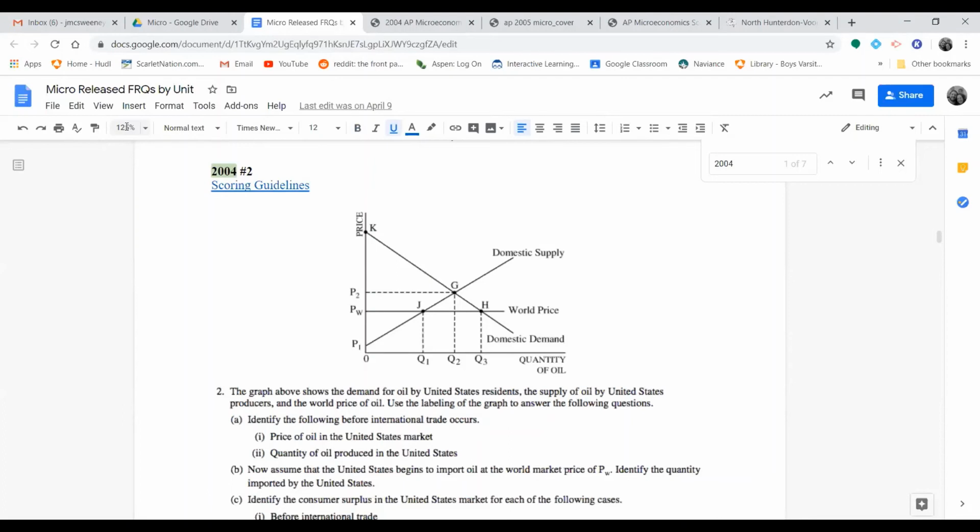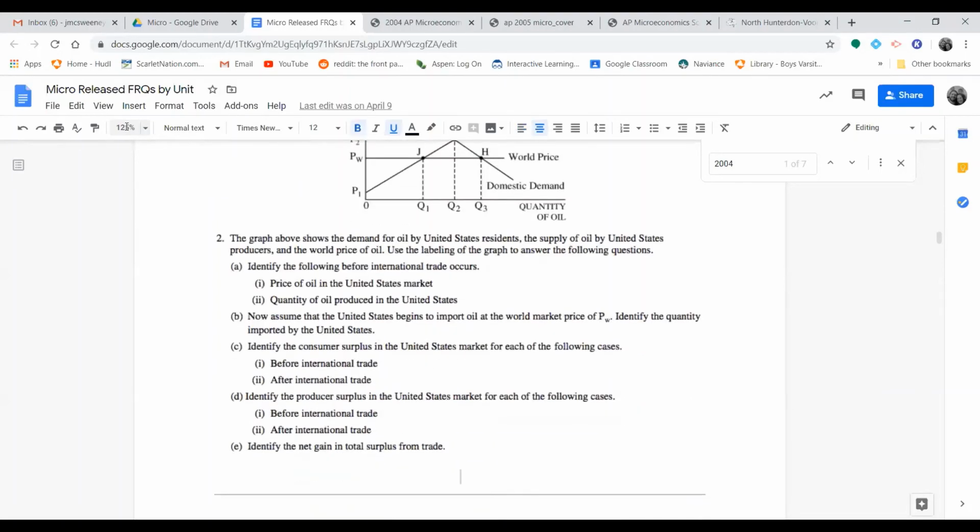B, now assume that the United States begins to import oil at the world market price of PW. Identify the quantity imported by the United States. Remember, the imports is going to be the difference between our domestic supply and our domestic demand. In this case, our domestic supply is going to be Q1, but our domestic demand is going to be Q3. So we're going to import the difference. So for B, the answer is Q3 minus Q1.